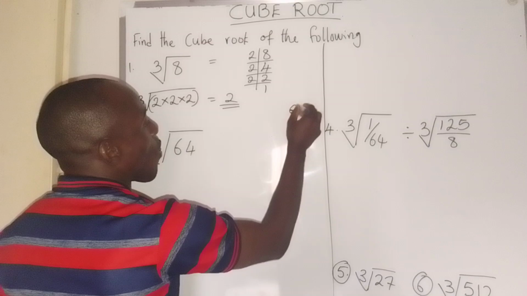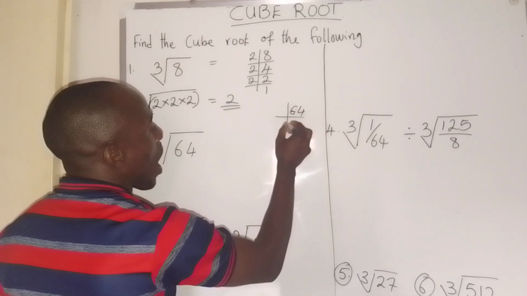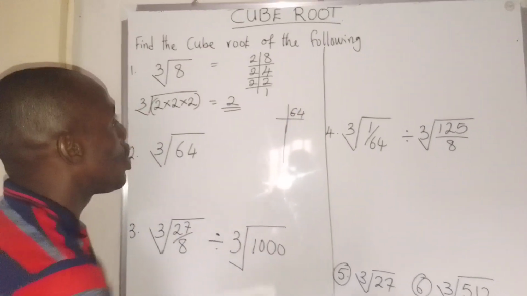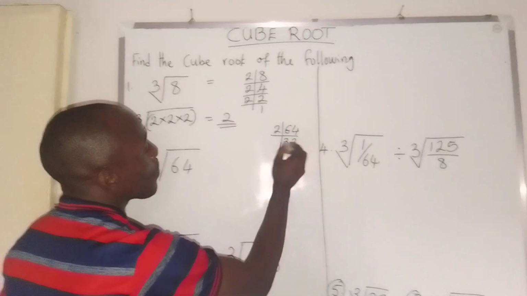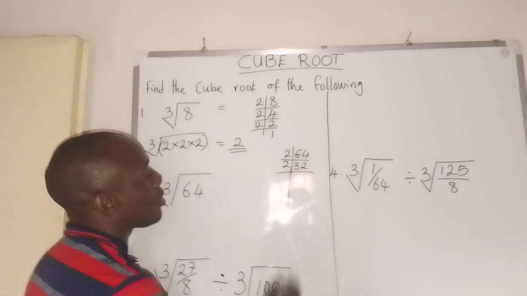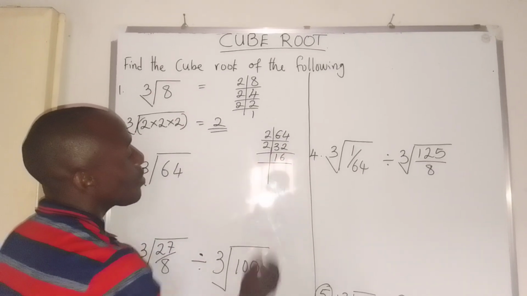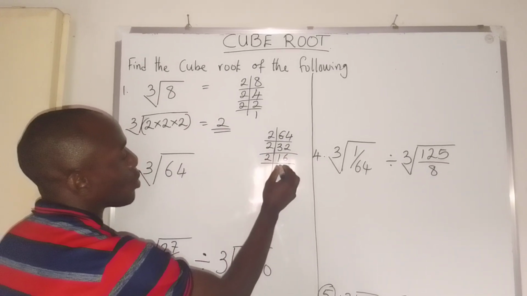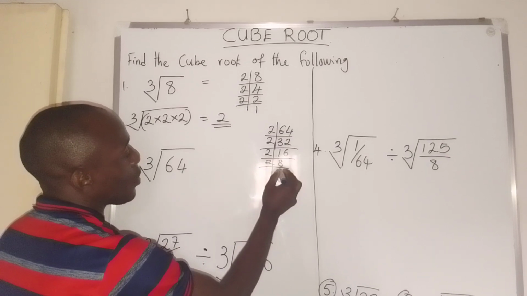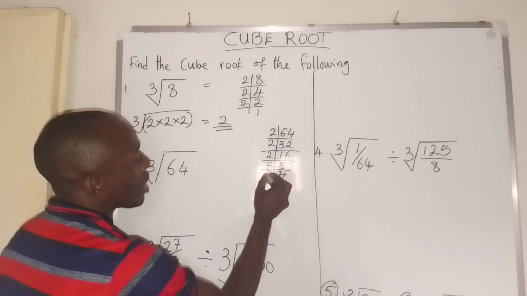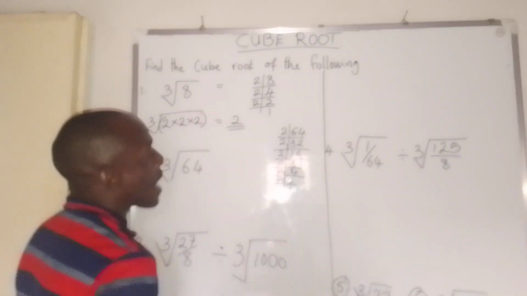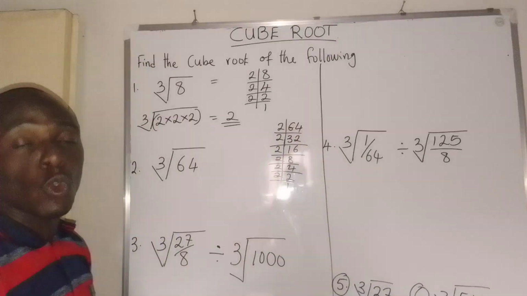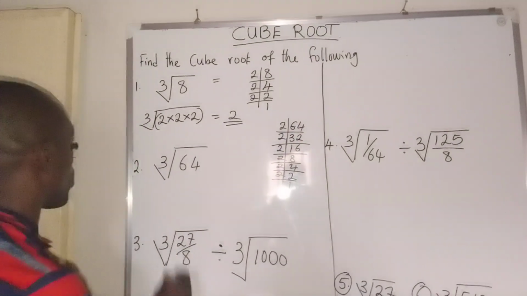We write our 64 and do our factor method of dividing. We know that 2 can go into 64. It will give us 32. 2 again into 32 will give us 16. 2 again can divide 16. It will give us 8. 2 into 8 will give us 4. And 2 into 4 will give us 2. And 2 into 2 will give us 1. Remember, they say cube root, so we are pairing 3 numbers to pick 1.